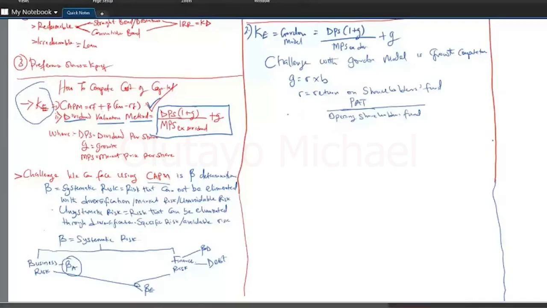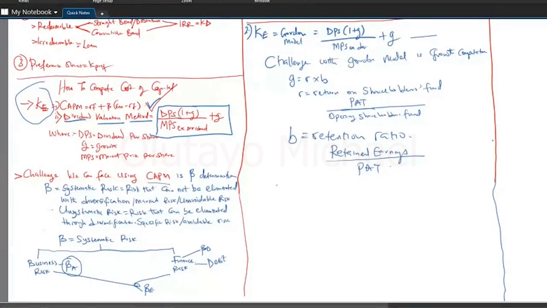So the R is return on shareholders fund, while the B is called retention ratio. So what's the formula for retention ratio? The retention ratio is simply retained earnings for the year over profit after tax. So with this, we have completed the first growth calculation under the Gordon model.